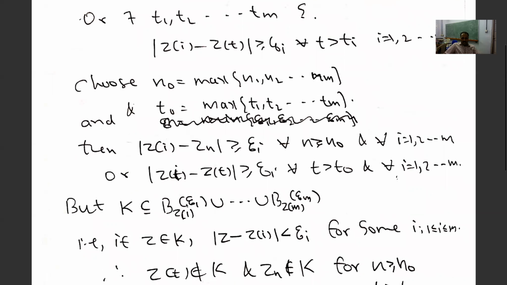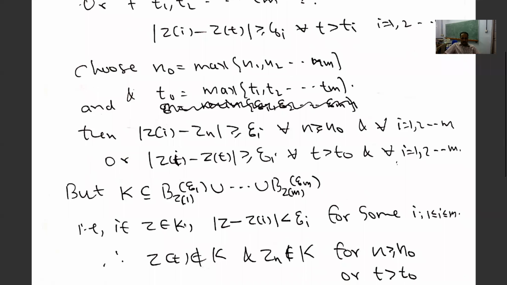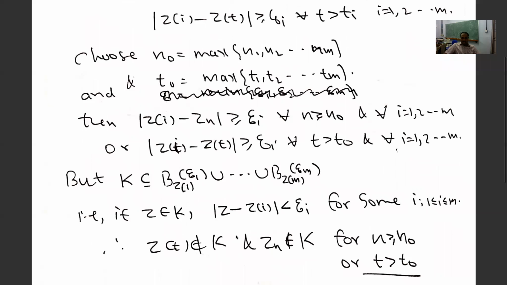But K is a subset of the union of these finite balls. So this tells you that Zn leaves each of these balls. That means Zn should leave the compact set K. If Z belongs to K, mod Z minus Zi should be less than epsilon i for some i. But Zn will satisfy the opposite inequality. So that means Z of t will be outside K, and Zn will be outside K after these stages.